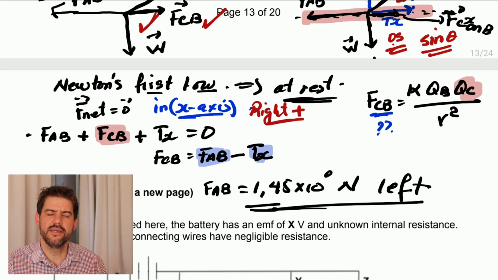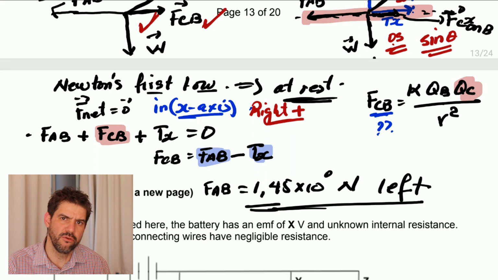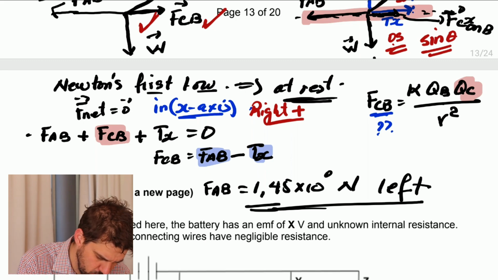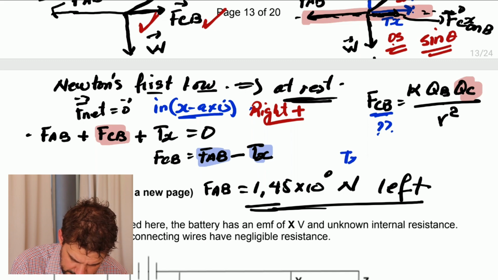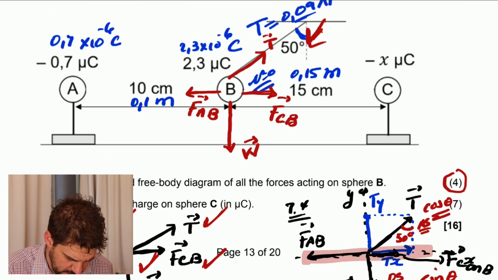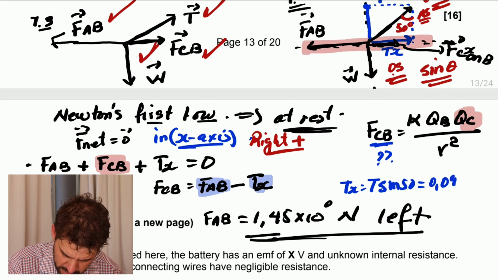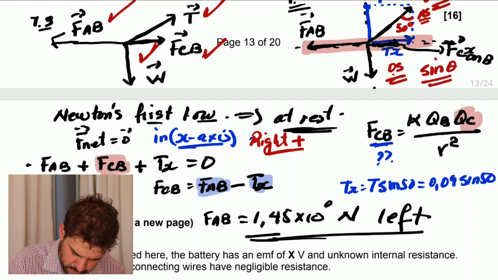All right. Now T in X, guys. How do we calculate T in X? We say it's sine because it's opposite side. So T in X is going to be, and then I'm going to write it right here. T in X is equal to T sine 50. T, we did write the data there, 0.09. So it's 0.09 sine 50. There we go.